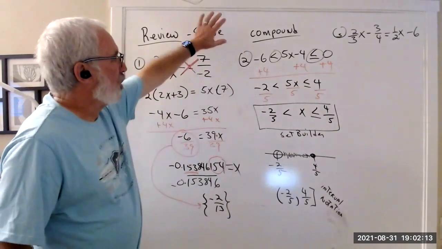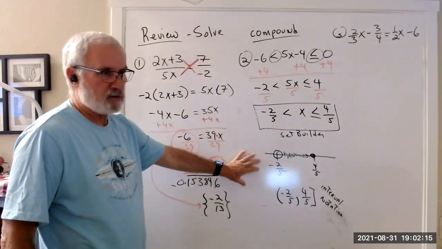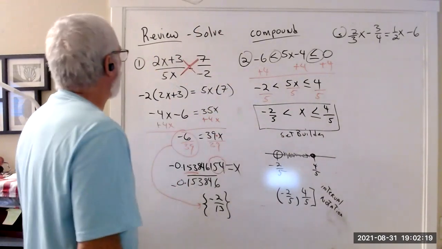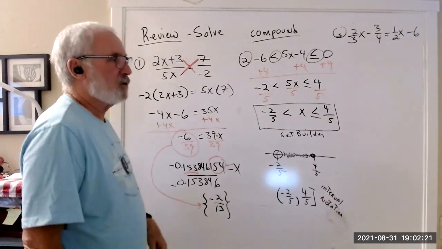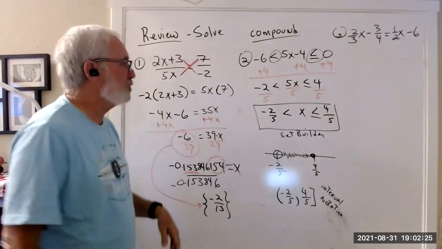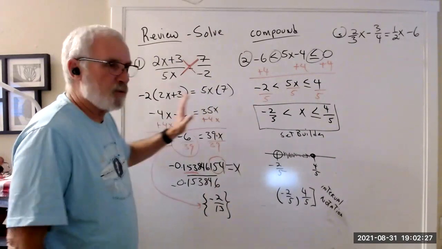So set builder, again, if you left this as -0.4 is less than x, which is less than or equal to 0.8, that's fine. That's okay. I'm happy with that. So that was called a compound inequality. Okay? I'm guaranteeing you on the quiz and when we hit exam number 1 sometime in the future, these problems will be on it.